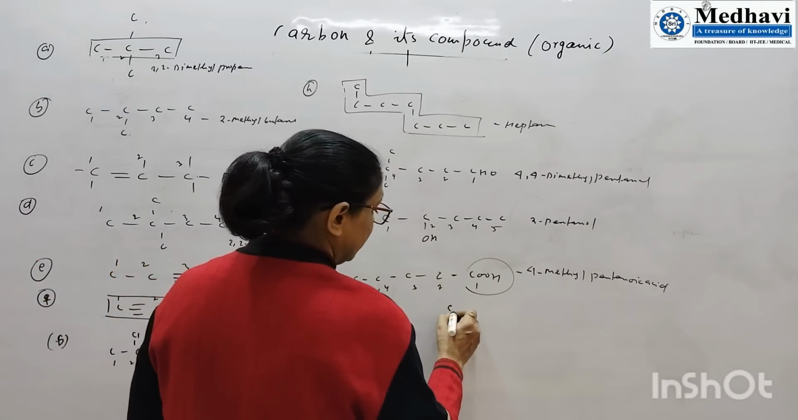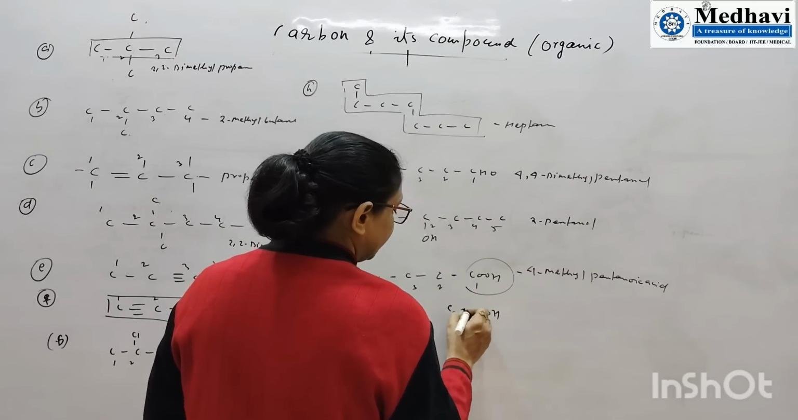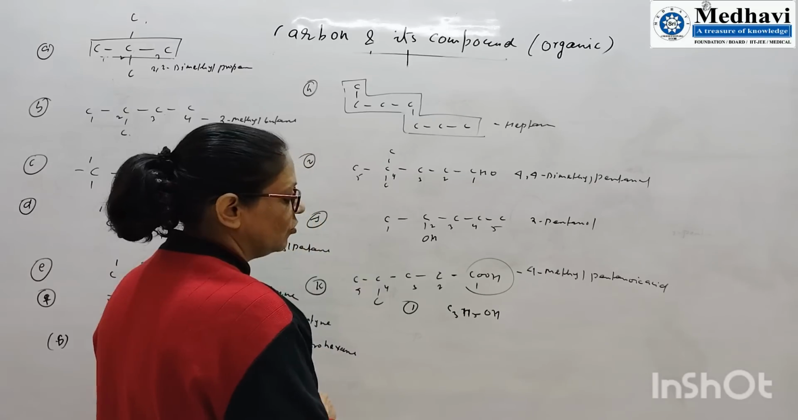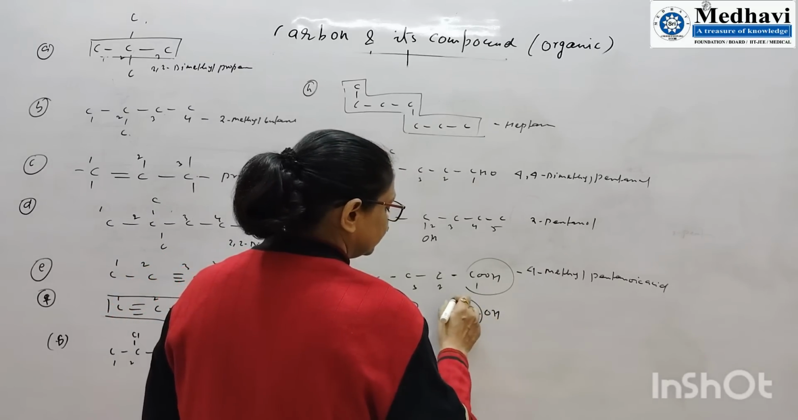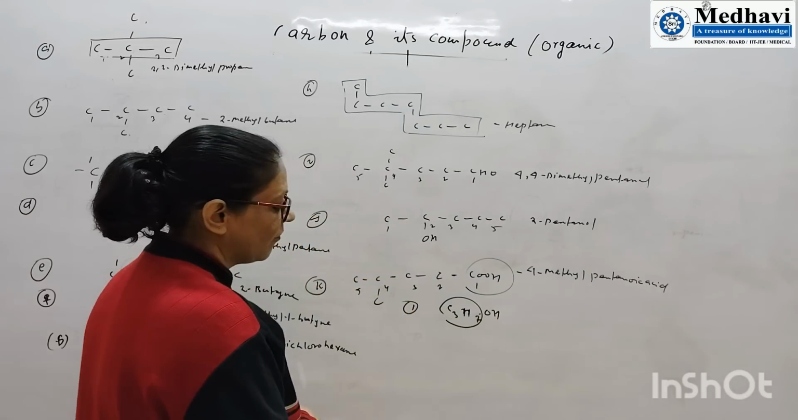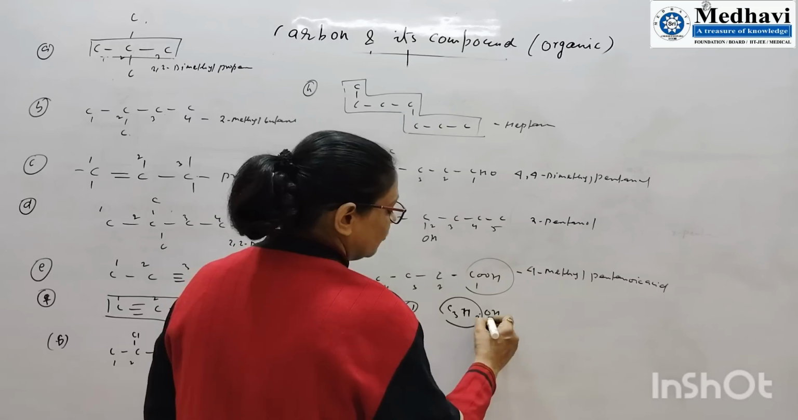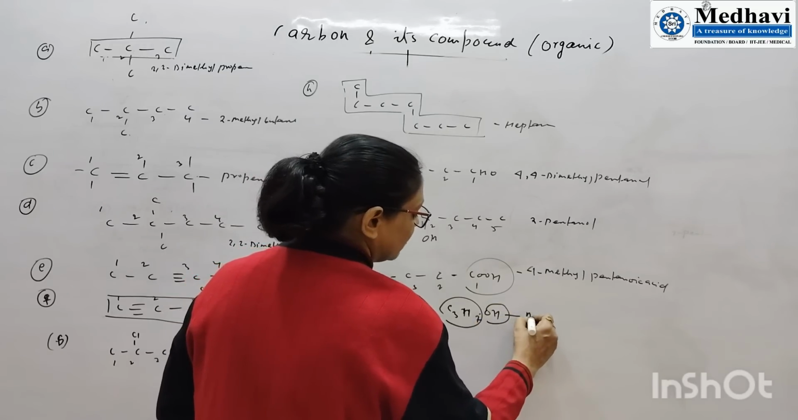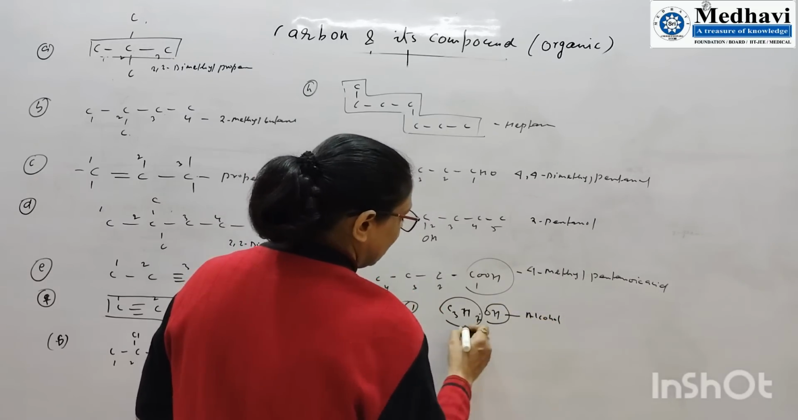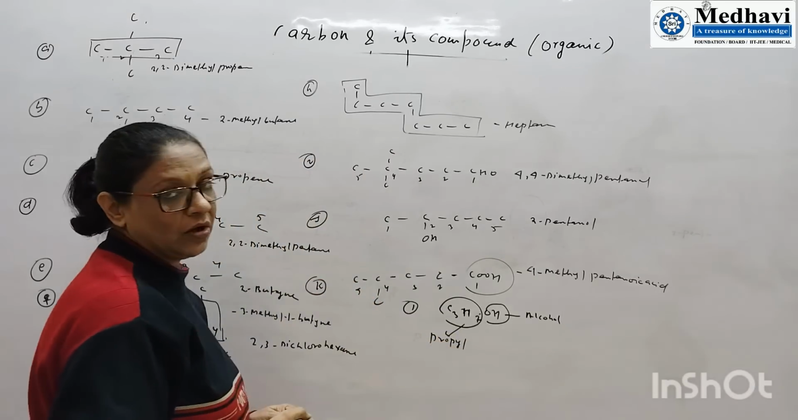Suppose there is a question C3H7OH. Here the question will be identify the alkyl group and the functional group. So alkyl group is this, C3H7, and OH. So this is the functional group. This is alcohol and its alkyl group is propyl. That's why it becomes propanol.